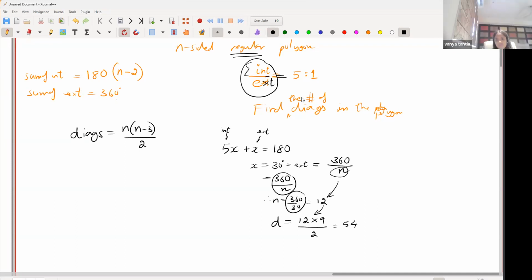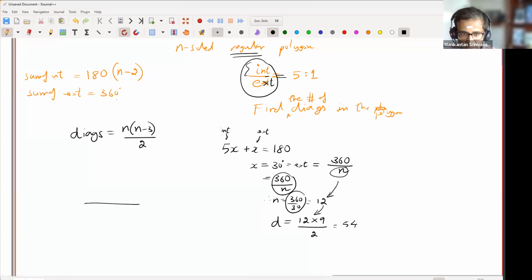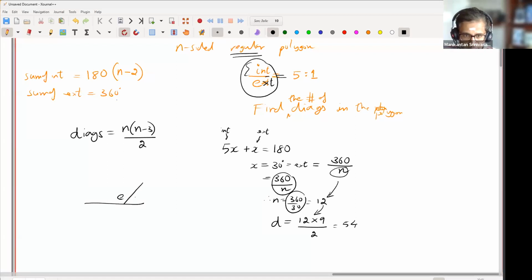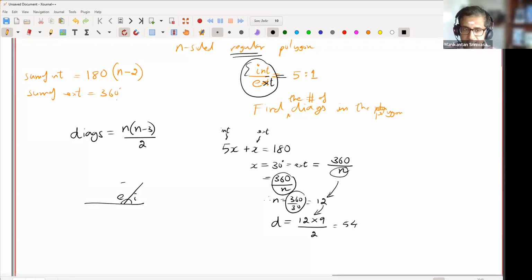No, wait, so that is fine, but sir, I don't understand this. Okay, which part, Precious? This is the entire thing. Okay, help me get started. So, okay, all right. Do you agree that each exterior angle and each interior angle add up to 180 because of the linear pair, correct? Yes. And the ratio is 5:1. So let's say this is 5x, then this will be x. Do you agree?